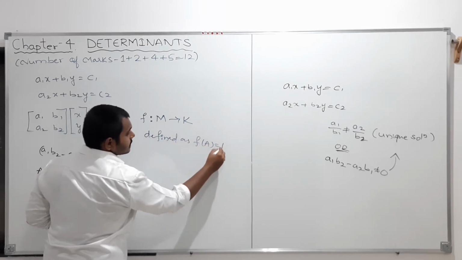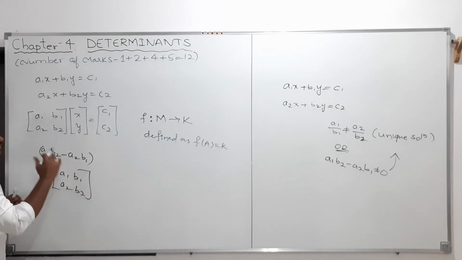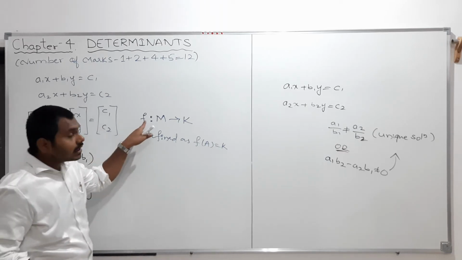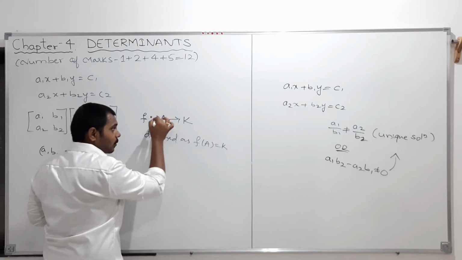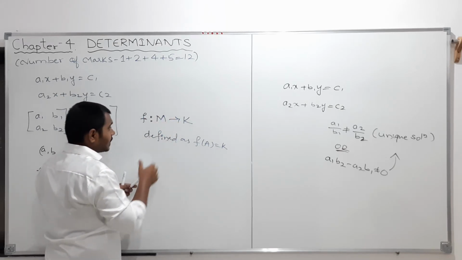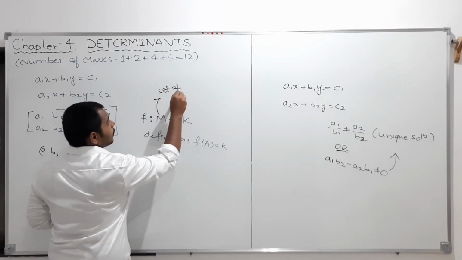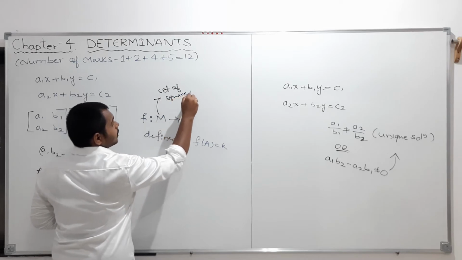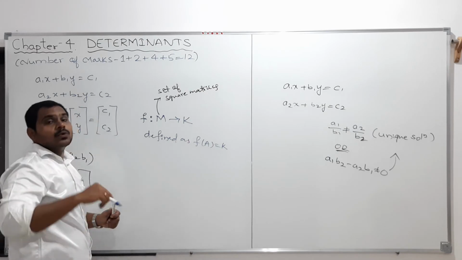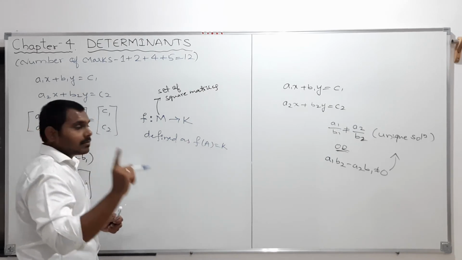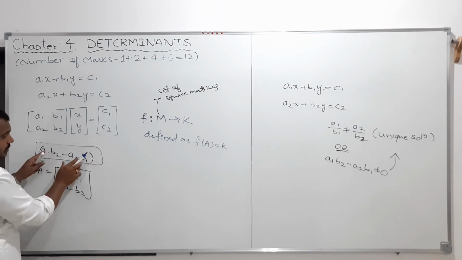So f of A is equal to k. What does f of A equals k indicate? We are taking this determinant concept in terms of a function, because for every square matrix, M means the set of square matrices. So for every square matrix, we are associating one number. That number is calculated by using a1 b2 minus a2 b1. So this will give you one number.